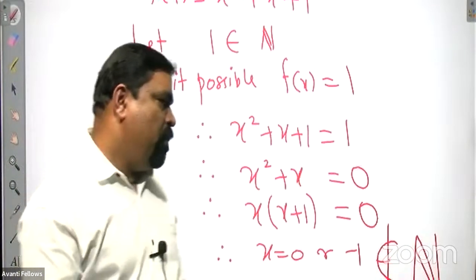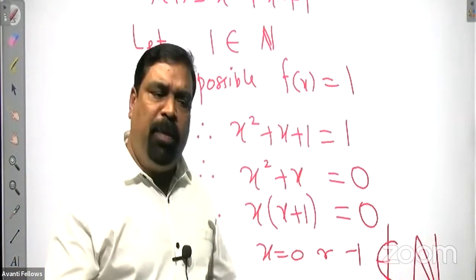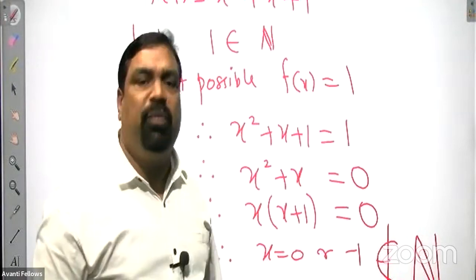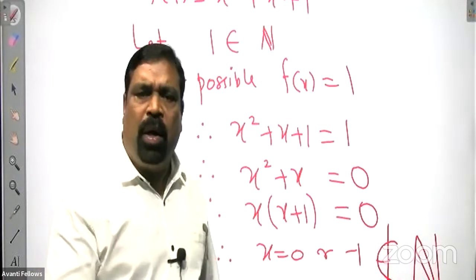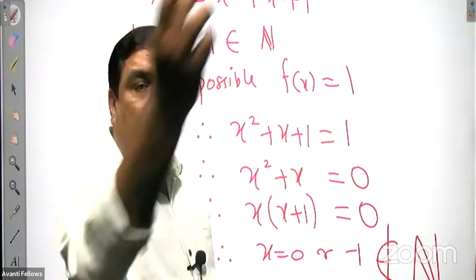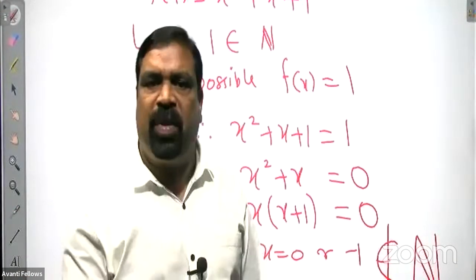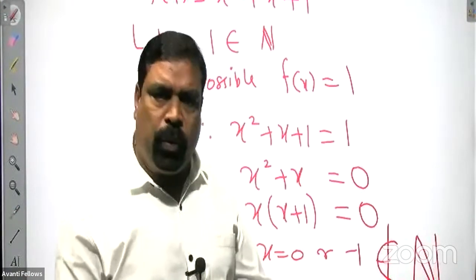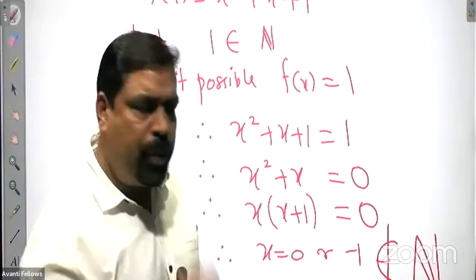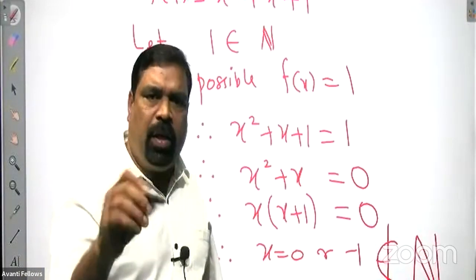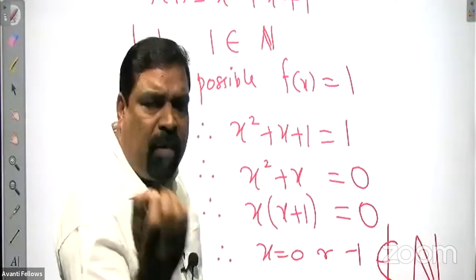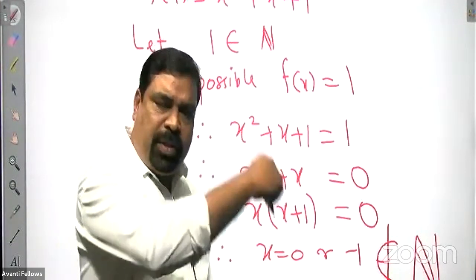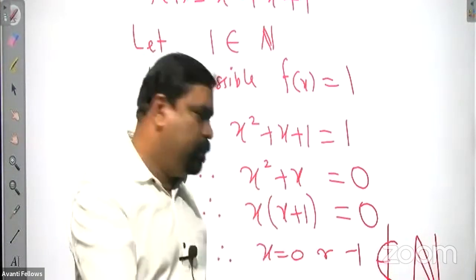That means 1 has no pre-image. 1 has no pre-image means it is not an onto function. What is meant by onto function? Every element must have a pre-image in the domain. Then it is called onto. So one example is enough to show that it is not onto. You take any one particular element which doesn't have a pre-image.